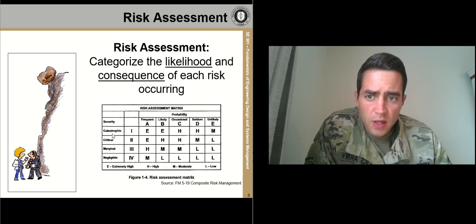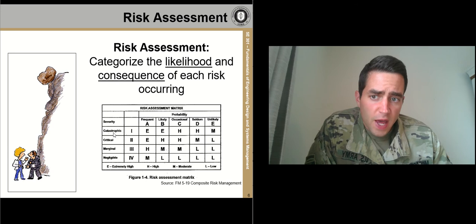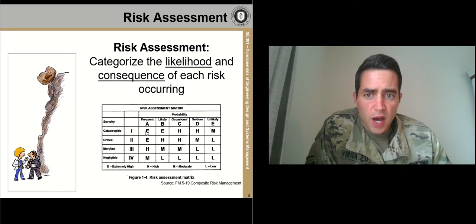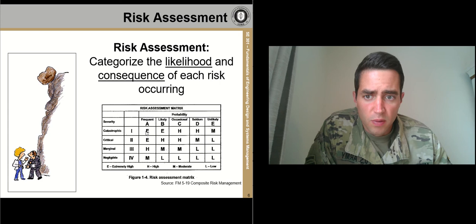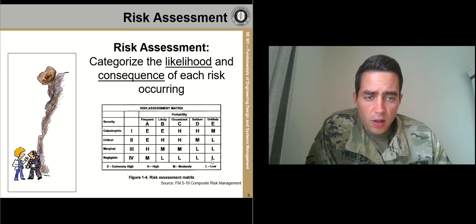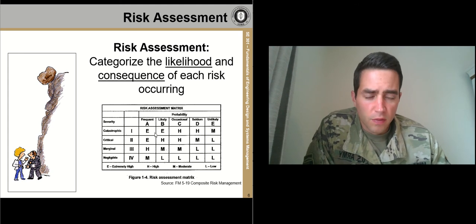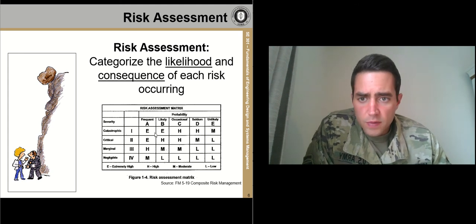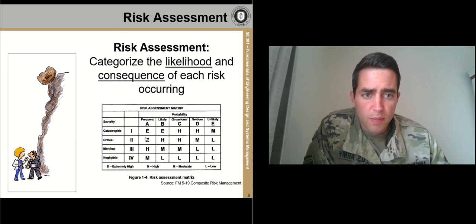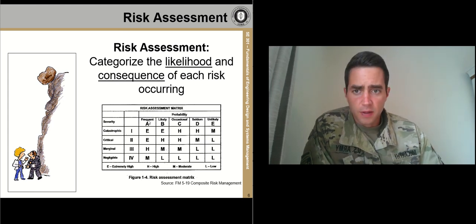So you could see that a risk that is catastrophic in its outcome and frequent has extremely high risk, whereas something that is negligible in its outcome and unlikely has extremely low risk. So you could think, well, we'll get to an example later on of a case of something that has high probability and high severity.